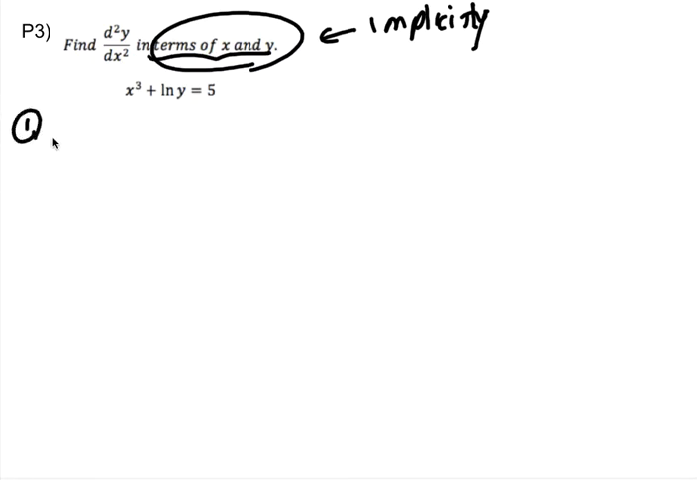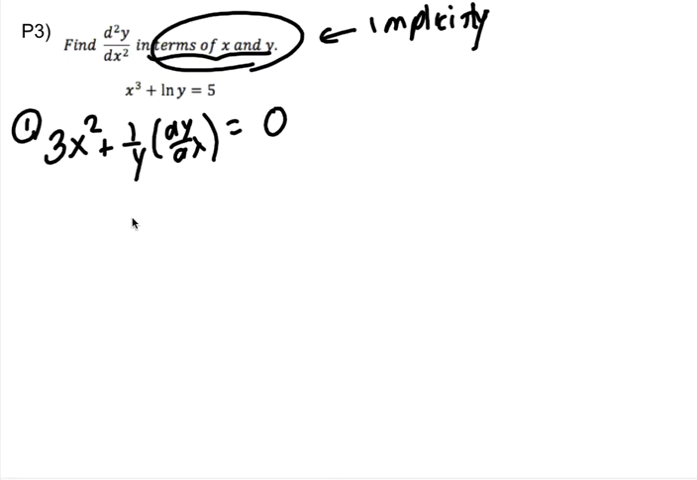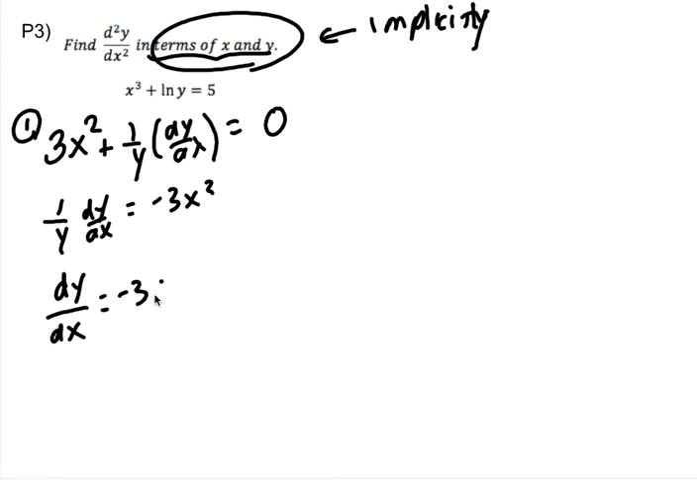So my first derivative is going to be 3x squared. The derivative of natural log of y is 1 over y times a dy dx, and the derivative of the 5 is a 0. When I solve for dy dx, I'm going to do that by subtracting the 3x squared over. So I'm going to get 1 over y times this dy dx equals a negative 3x squared. And I'm going to multiply the y over. So I'm going to get that my first derivative, dy dx, is a negative 3x squared times y. So that's my first derivative.